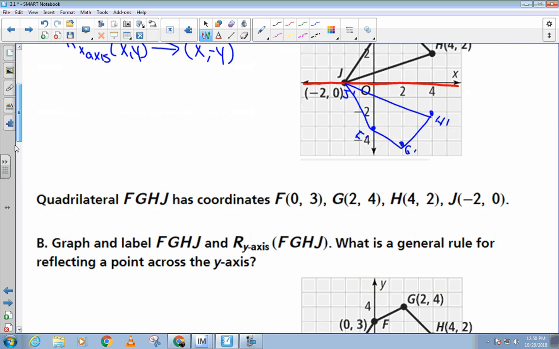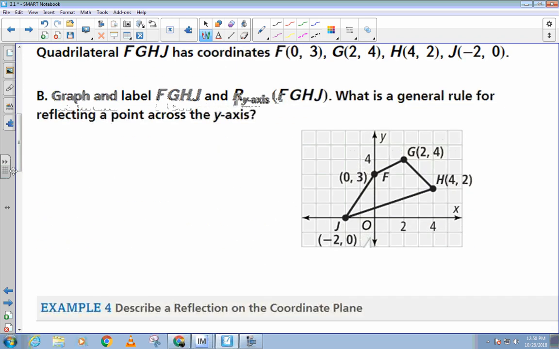Alright. Now let's talk about what happens when you reflect over the y-axis. Okay? Here is the y-axis. And so this is what I'm reflecting.